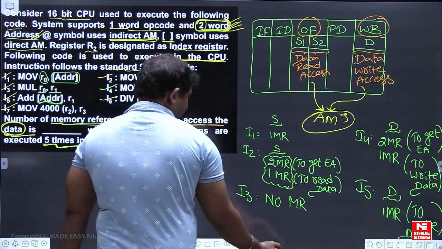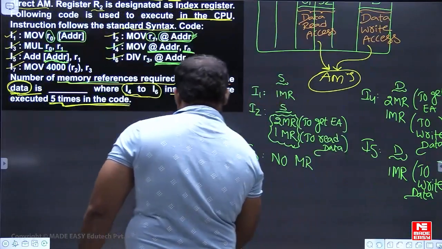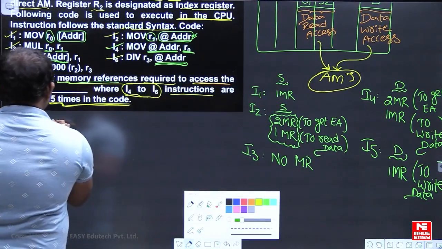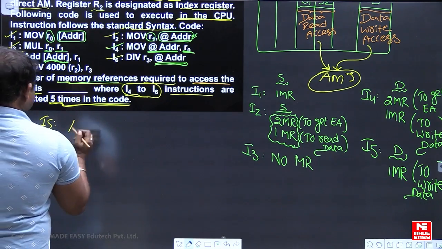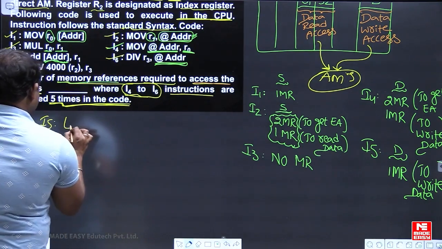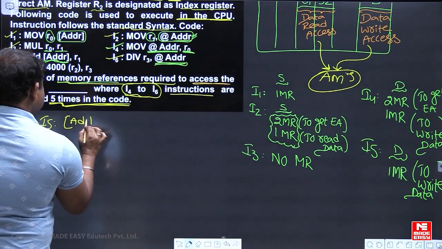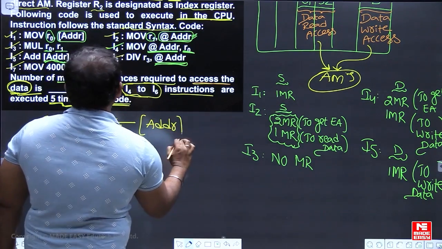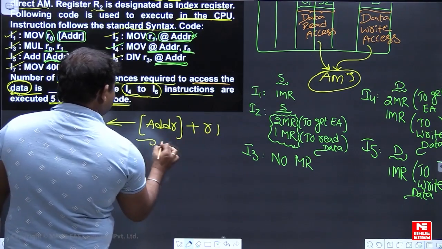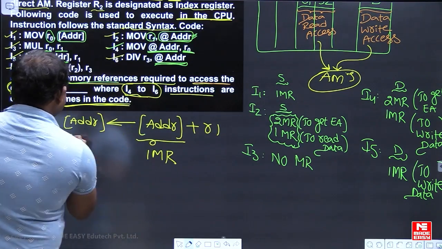So 1 point please. I5 is like this. I5 means address loaded with address plus R1. So here 1 MR and again here 1 MR.